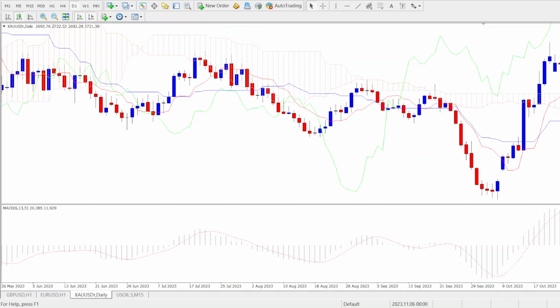Okay, now how do these two indicators complement each other? Using the MACD and Ichimoku cloud together can provide a comprehensive trading strategy. 1.